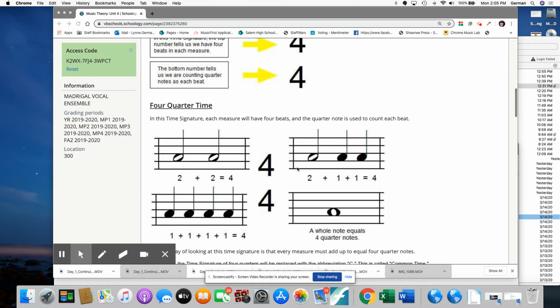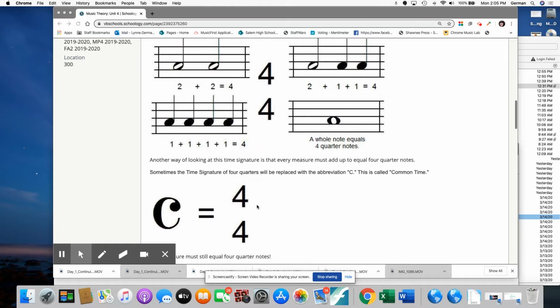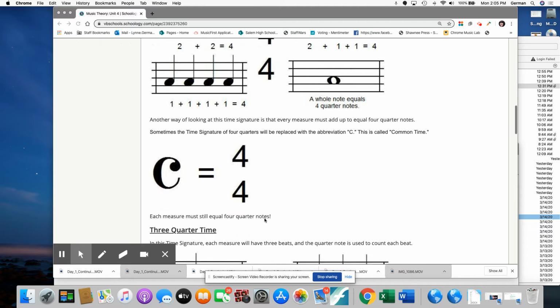If you were to add up notes in this time signature, you would have 2 beats here and 2 beats here for a total of 4, or another combination would be the half note with 2 quarter notes to equal 4, or maybe 4 quarter notes or a whole note. You actually could have any combination of different types of rhythms as long as they all total to 4 beats, with the quarter note being the standardized 1 beat. You can take a look at this. The C stands for common time because it is the most common time signature in the world.